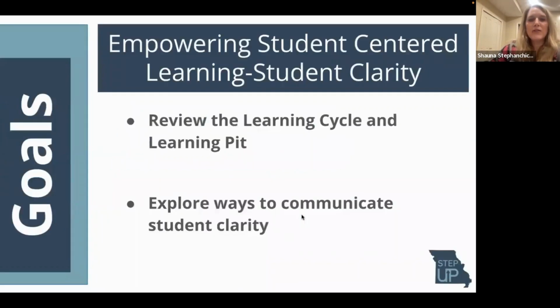So empowering student-centered learning, the two major goals we're going to be talking about today is really reviewing the learning cycle and the learning pit, because these are two areas that when we're engaging students in empowered learning, they need to understand the learning process in general, because that clarity will be helpful to them. And we also are going to explore ways that we can communicate clarity of the standards to students.